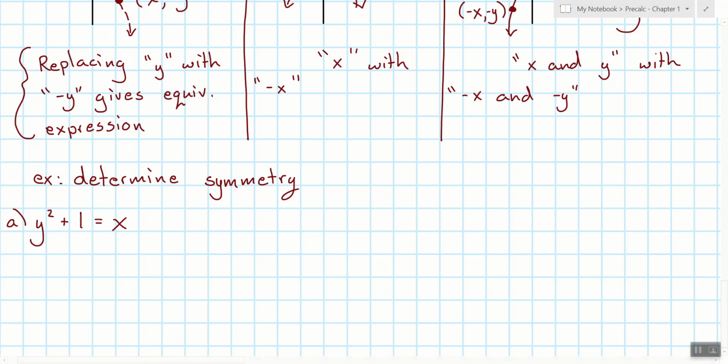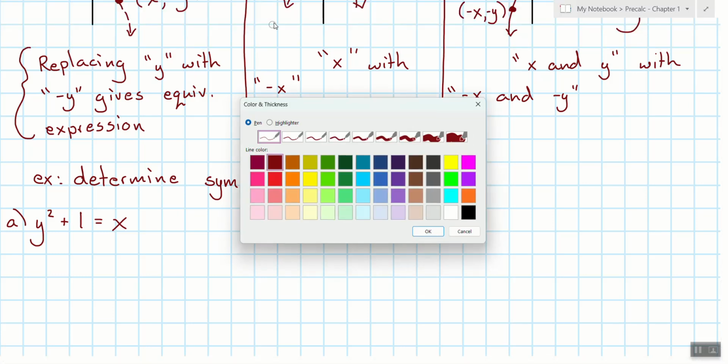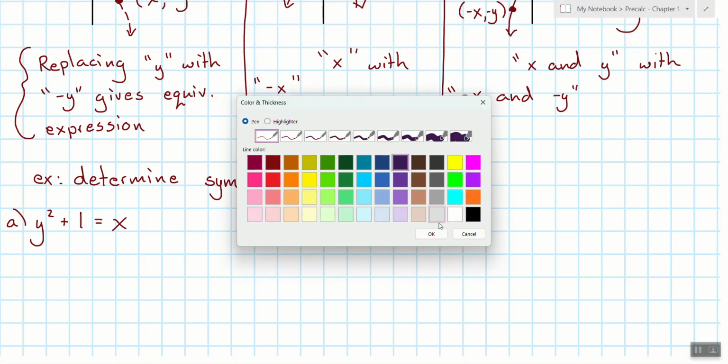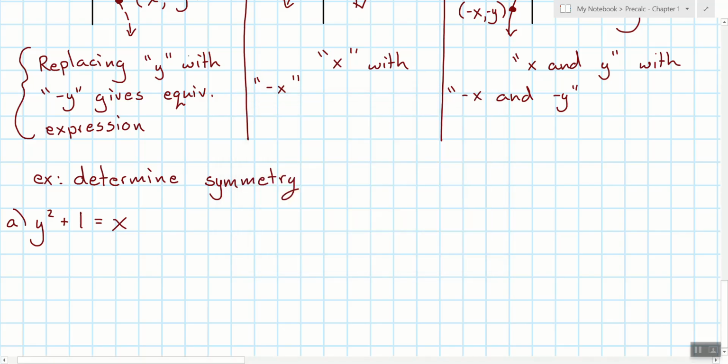A little bit more than just negative y. What are we going to replace with negative y? Yeah, let's replace y with negative y, and let's just see what happens. So if we're going to check whether or not there's this lovely x-axis symmetry, well, let's just check. Instead of a y, what do we get? So negative y, if we square that and add 1 to it, allegedly that equals x.